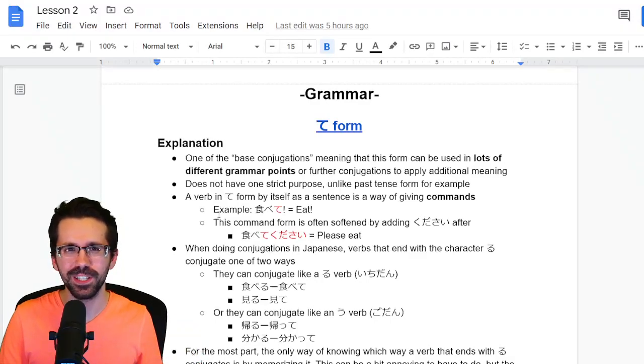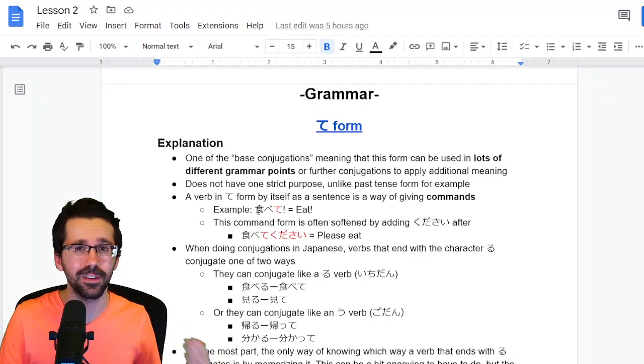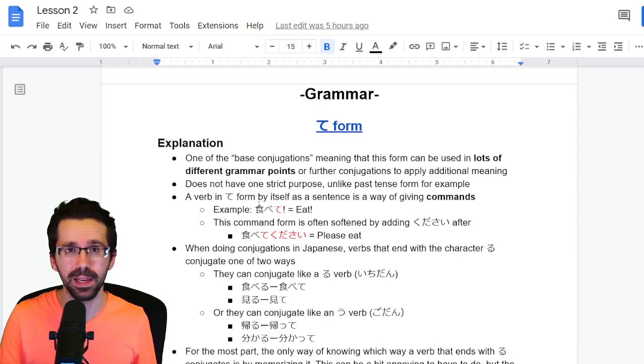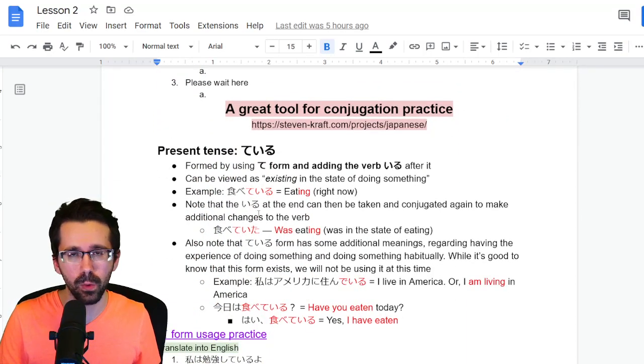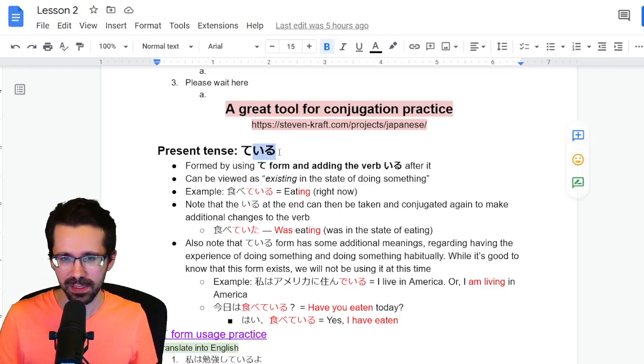In lesson 2, we just learned how to make te form and how to use it on its own to mean command form. Next, we're going to learn how to use te form in another way by combining it with the verb iru in order to make present tense.